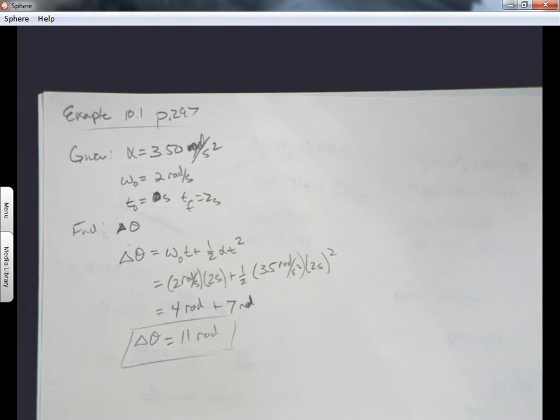So that is our rotational kinematics, and you guys should be taking care of that for next week.